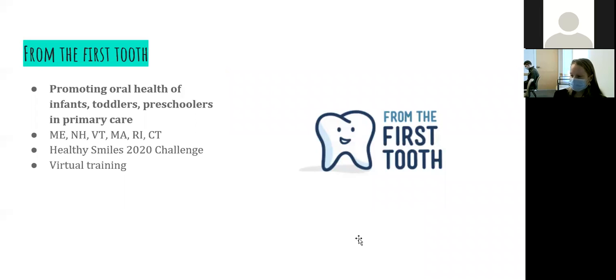One of the programs that the Partnership for Children's Oral Health helps organize is From the First Tooth. And this is a program that works in primary care doctors' offices in order to raise awareness around preventative dental health care. They work across New England, including here in Maine, and they have trainings and challenges in order to raise awareness around some of the preventative guidelines that I've already talked about.